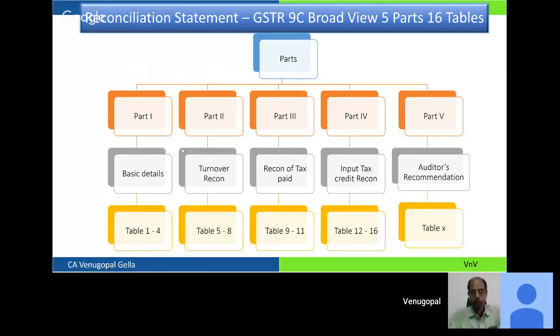So the GSTR-9C is divided into 5 parts, attempting to understand whether these parameters, which will lead to the net tax liability, are correct or not. Part 1 talks about basic details of the SSE, table 1 to table 4. Part 2 is a reconciliation of the turnover: gross turnover, exemptions, taxable turnover. Part 3 is reconciliation of the tax payable and taxes paid. Part 4 is input tax credit reconciliation. Part 5 is the auditor's recommendation on the additional liability.